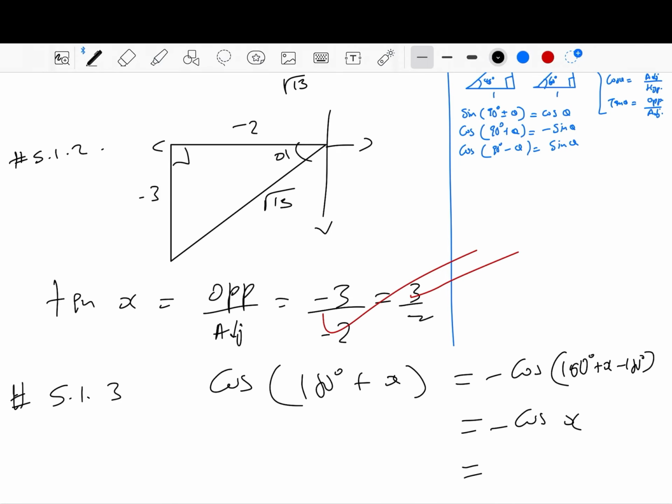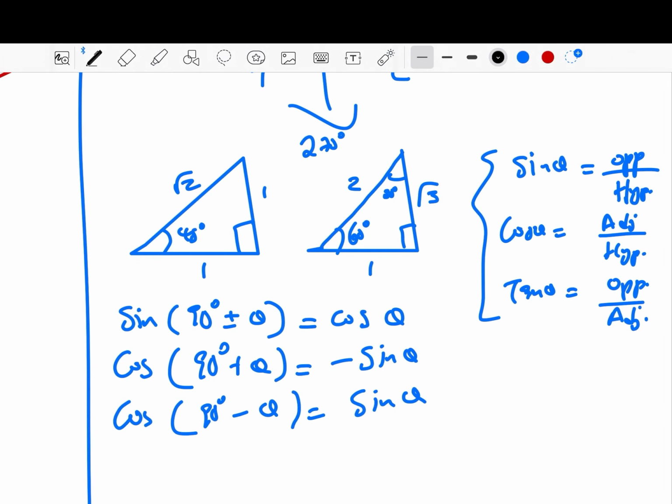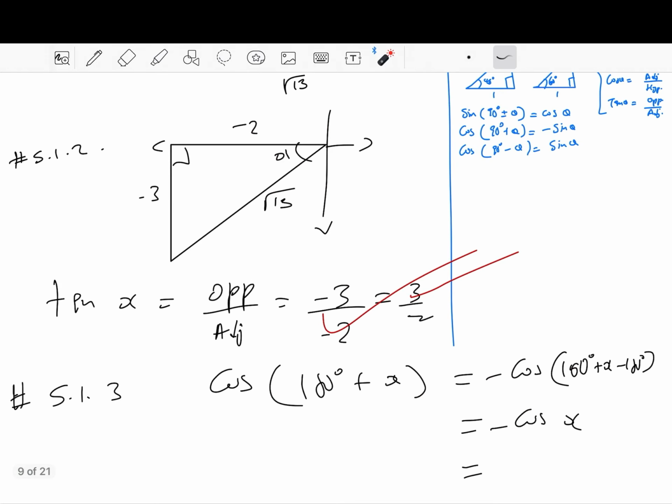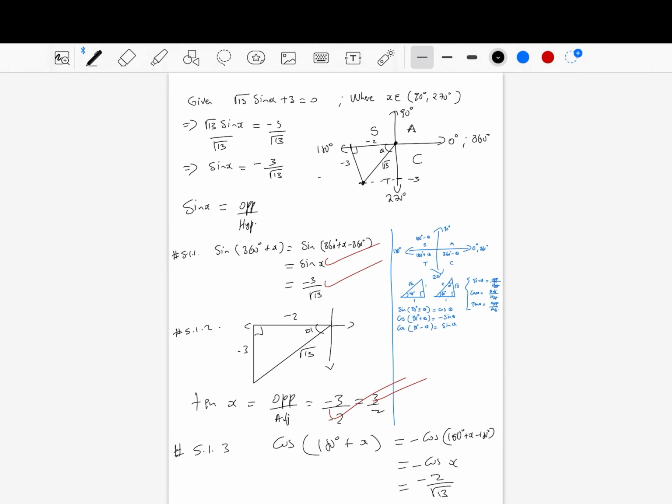And what is negative cos x? We know cos is adjacent over hypotenuse. So what is the adjacent side? The adjacent side is negative 3, and the hypotenuse is the square root of 13. And we write that down, negative, sorry, it's not negative 3, it's negative 2. So negative 2 over square root of 13. And that's your answer. And we know cos is negative on the third quadrant, so that's what we expected it to be, negative.